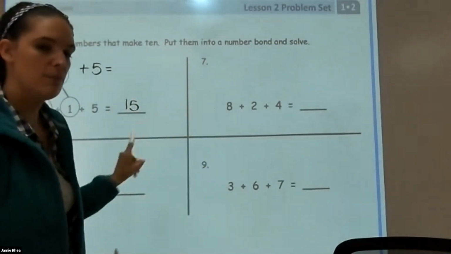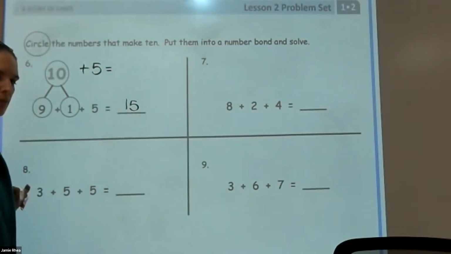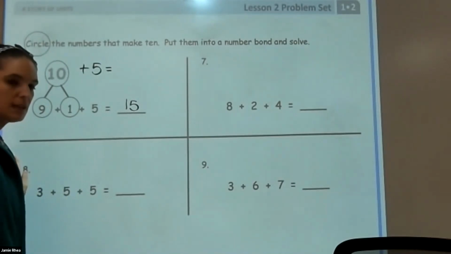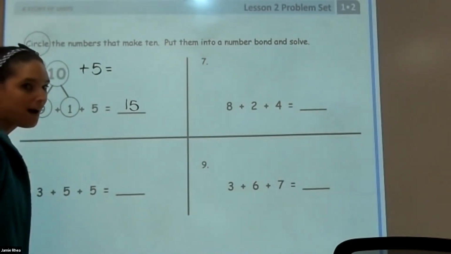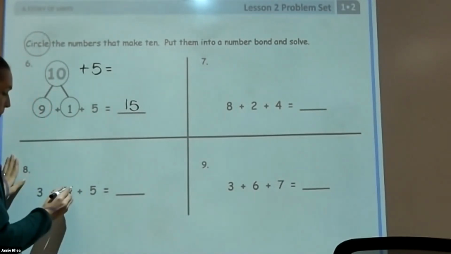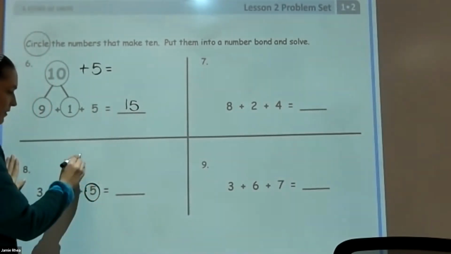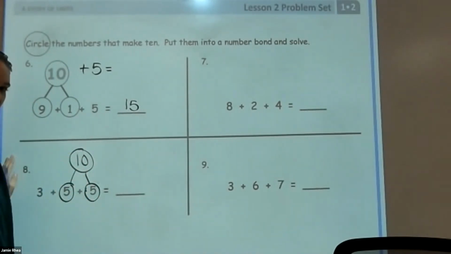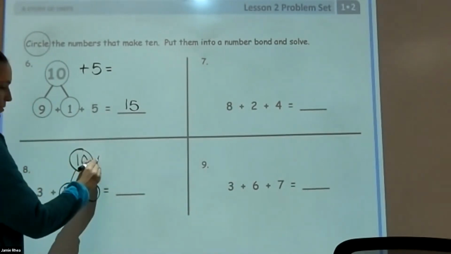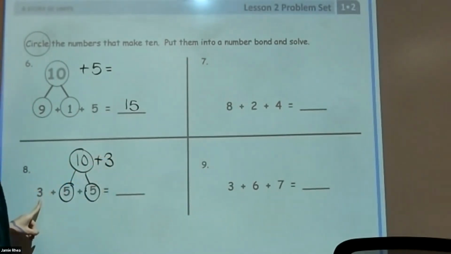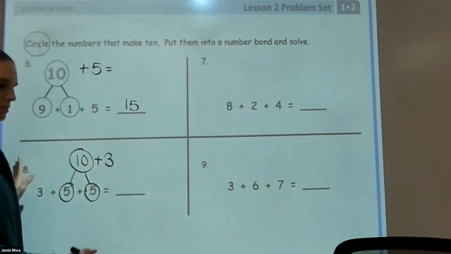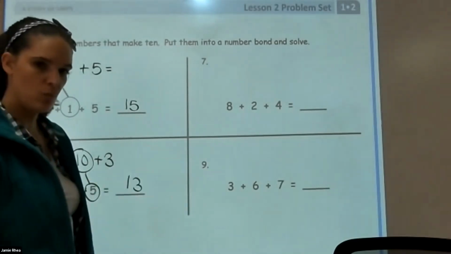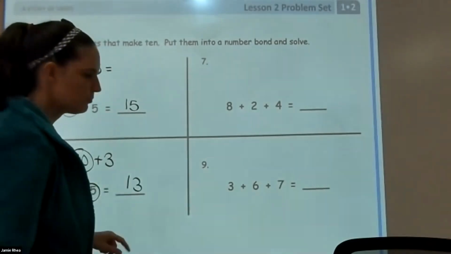You're gonna do number 7, but I'm gonna do number 8 to show you again, okay? 3 plus 5 plus 5. What are my 2 numbers that equal 10? The doubles. So I'm going to circle my 5 and my 5. I'll make a number bond out of it and put 10. Okay. So now I have 10 plus 3, because I didn't circle my 3. 10 plus 3 more equals 13. That wasn't so bad. I'm going to do one more just so you can see.